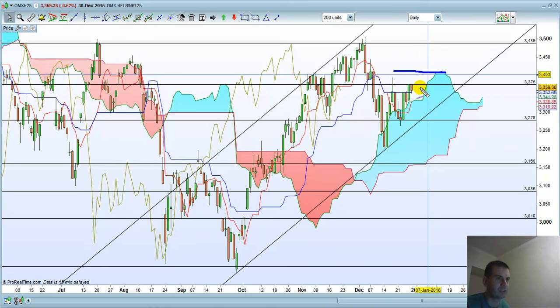So we should wait until the price defines its further movement, either breaks up or goes out of the cloud shadow, or breaks down the lower border of the channel and goes down to this support level, I think. So we should wait until the consolidation ends.